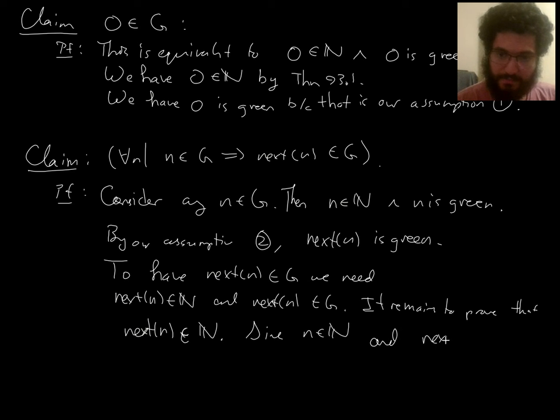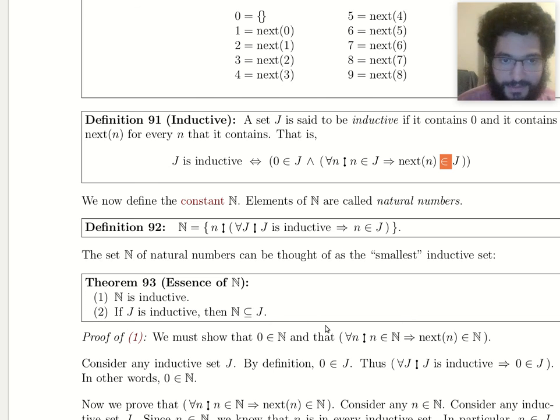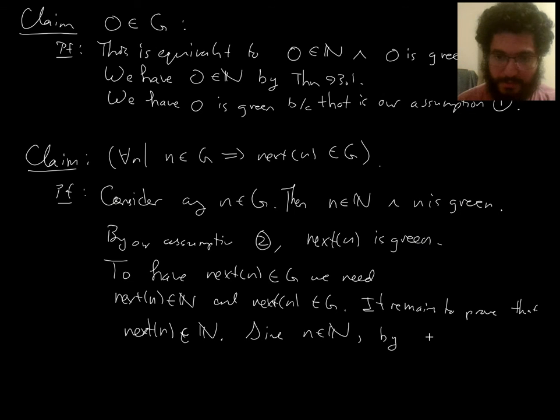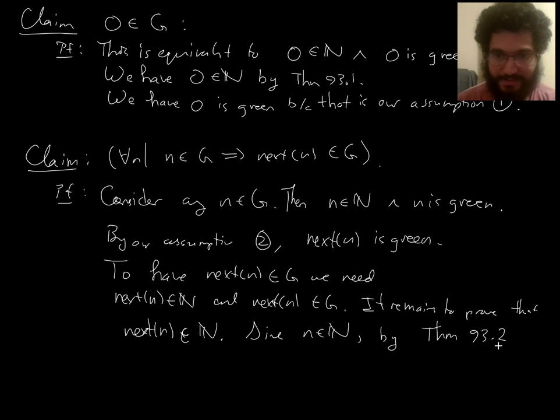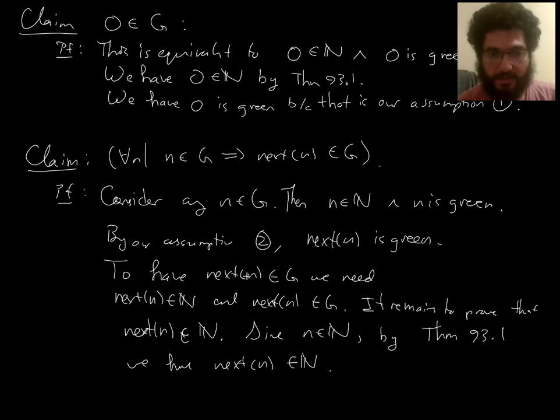and n is inductive, or here's a shorter way of writing it. Since n is a natural number, by Theorem 93.2, which is the statement that n is inductive, 93.1, the statement that n is inductive, we have next n is a natural number. And that's what was needed, right? To have next n in G, we needed these two, and now we got these two.